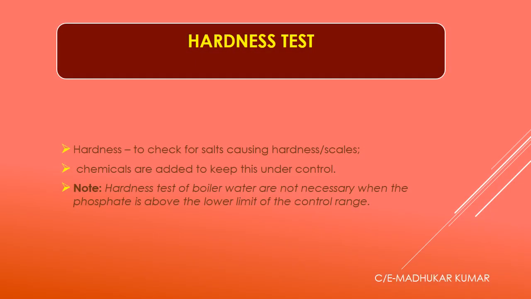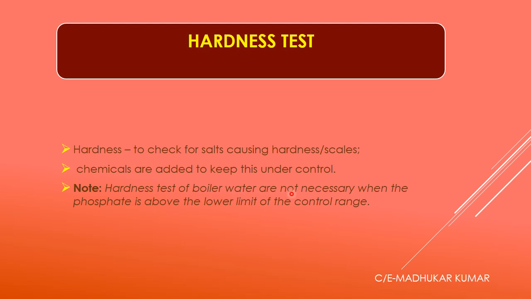In this one we are going to see the hardness test. Why is this hardness test conducted, or what is the purpose of it? The hardness test is done to check for the salts which cause hardness or scales. If we have scale deposits, the heating surface will be coated with scales, and it will take more time to generate steam, more fuel will be consumed, and this will affect the commercial aspect. It also causes local overheating, due to which the pipes and other things can be damaged. So what is the remedy? The remedy is that chemicals are added to keep this under control.